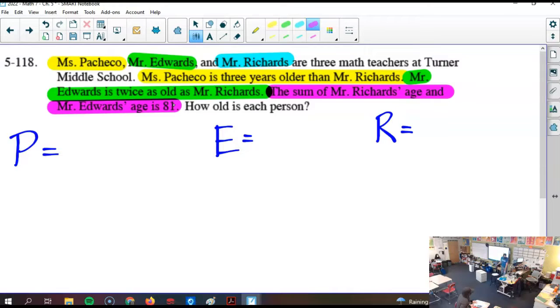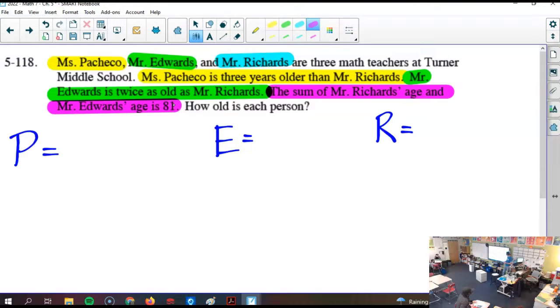Can you give me anything else to write down? Like, can you tell me a P equals or E equals or R equals? Can you tell me something based off what we highlighted? It's okay if you need to skip. I might have asked too fast. Farah, can you give me anything to write down for the P equals or E equals or R equals, based off what they tell us?